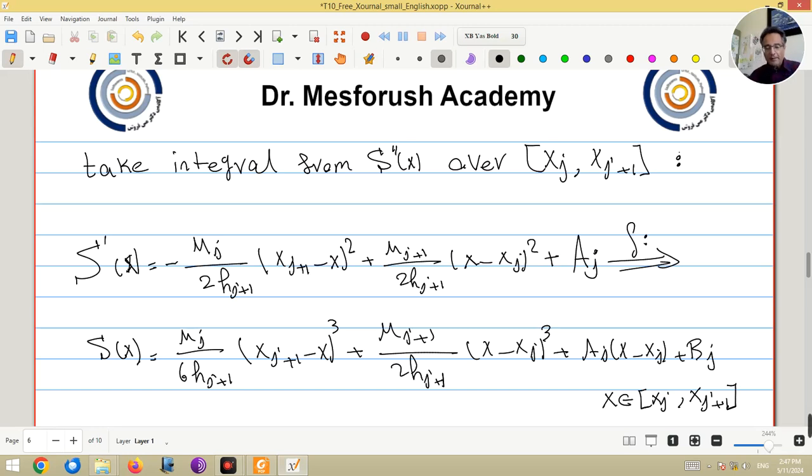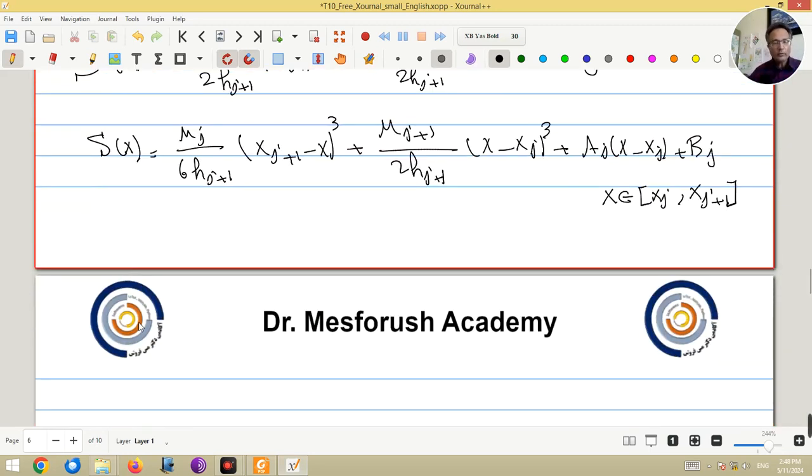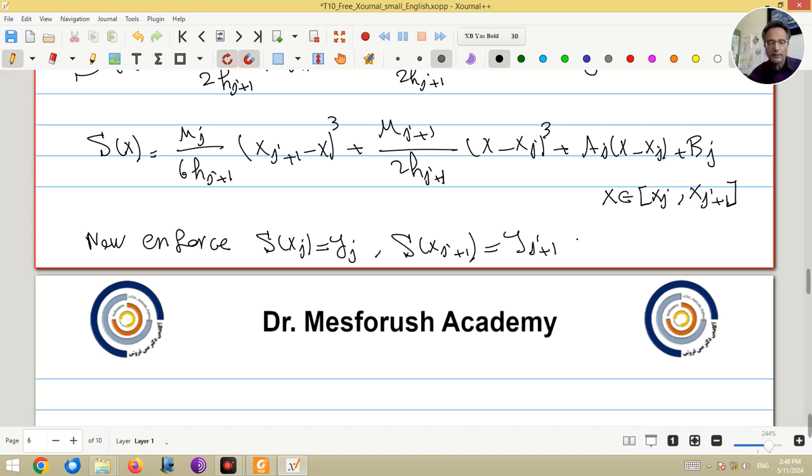Now we enforce some conditions on s of x. Now enforce that s at xj should be yj and s at xj plus 1 should be yj plus 1 in the latest equality to get the constants.